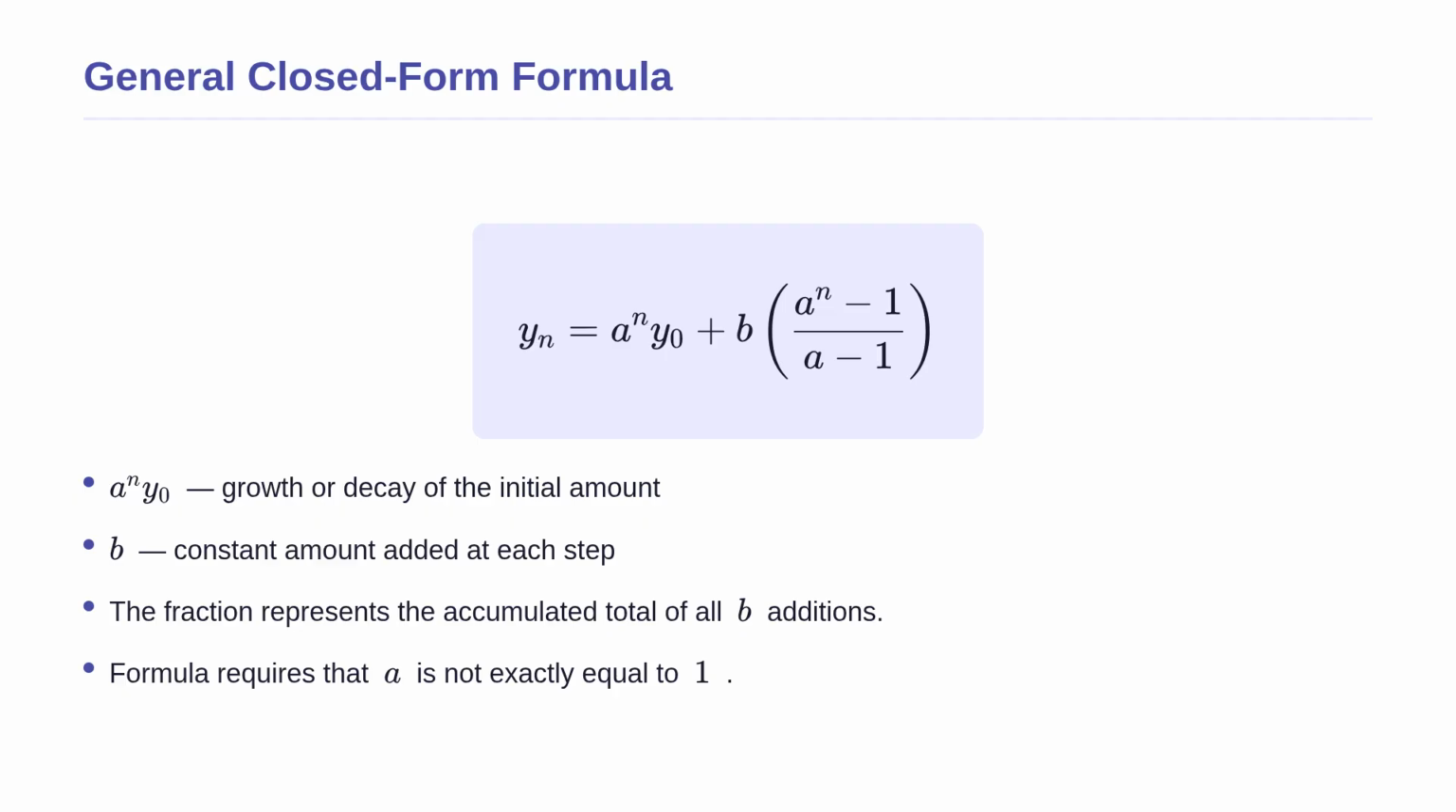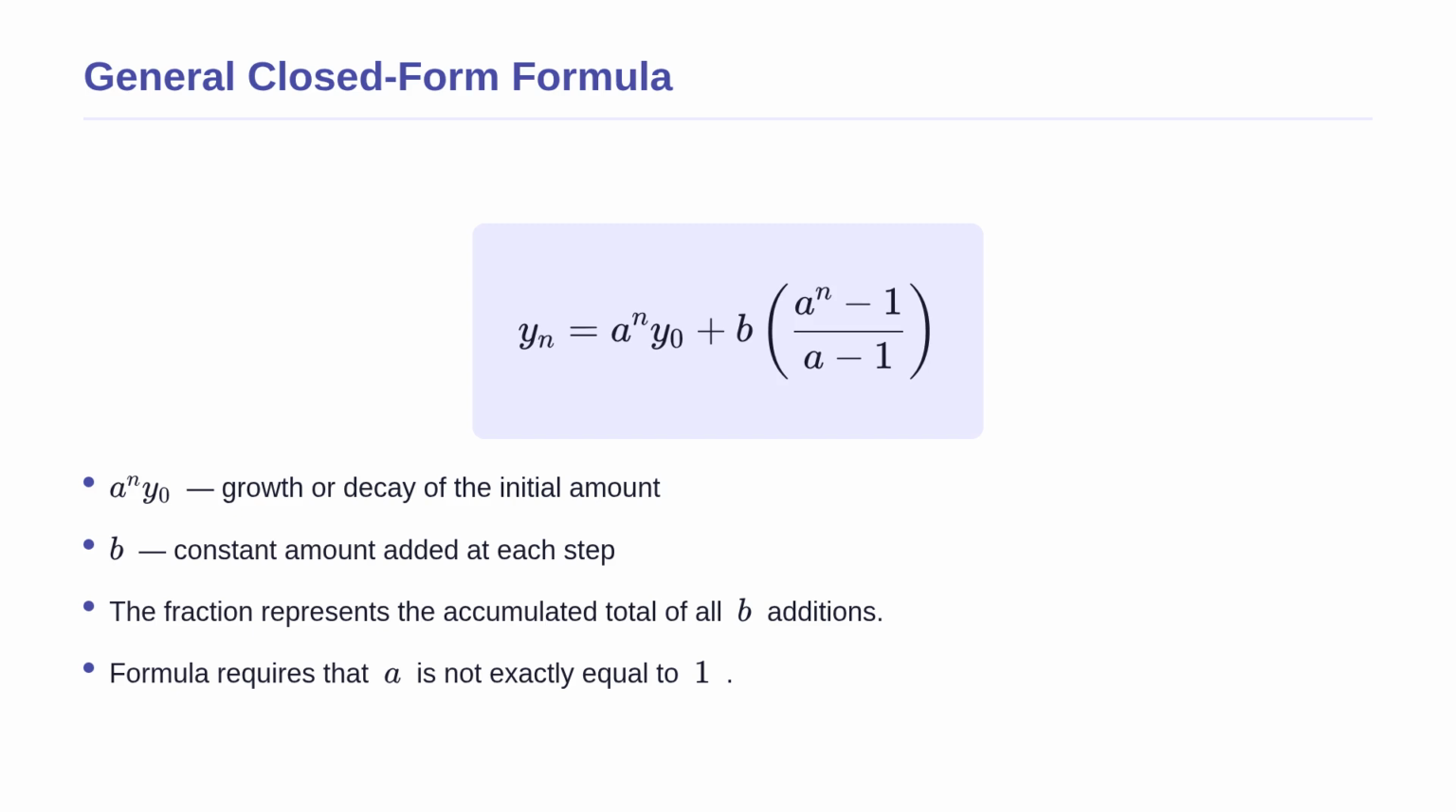To solve these more complex systems without calculating every single step, we use the general closed form formula. Conceptually, this formula splits the problem into 2 parts. The first part, a to the power of n times y sub 0, is exactly what we saw in the homogeneous case. It handles the growth of your initial starting amount. The second part handles the constant additions.